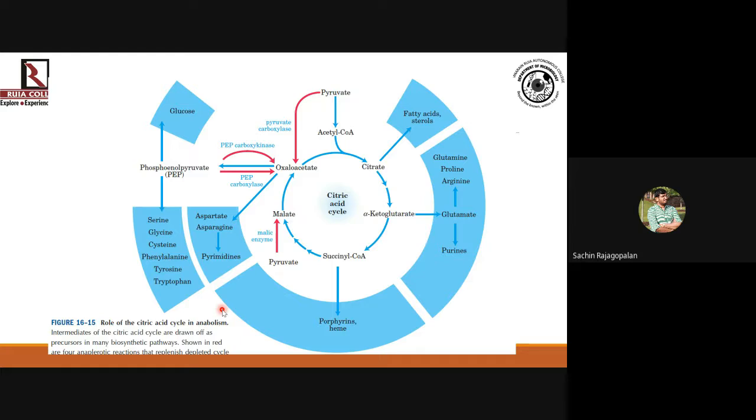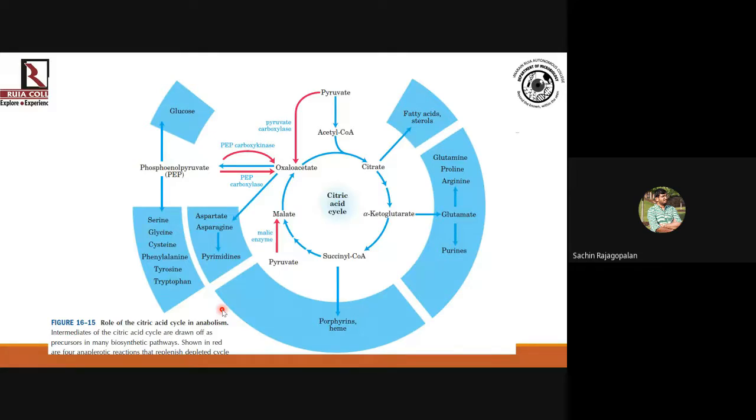Succinyl-CoA, again, is very significant because it acts as a precursor for the heme group, the porphyrin group, which constitutes the most important protein in our body, which we call hemoglobin, right? Oxaloacetic acid also has a lot of significance, because oxaloacetic acid can be converted to phosphoenol pyruvic acid. If you have phosphoenol pyruvic acid with you, you can go reverse of glycolysis and generate glucose molecules.